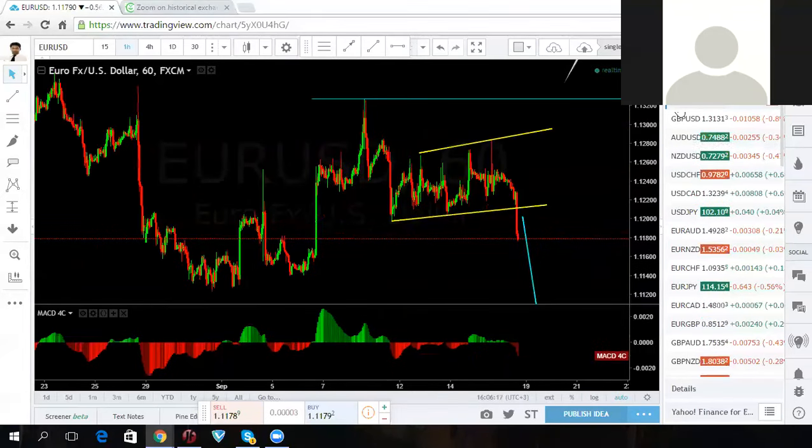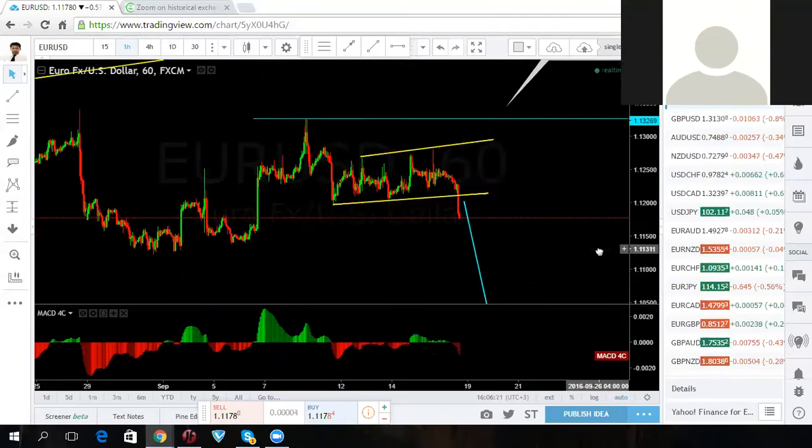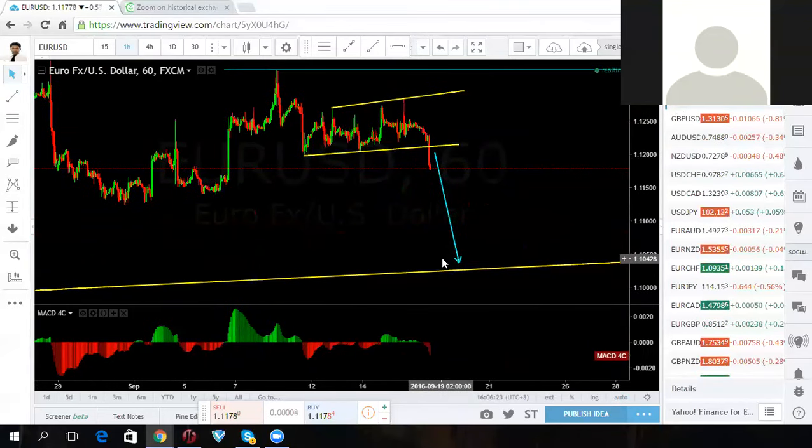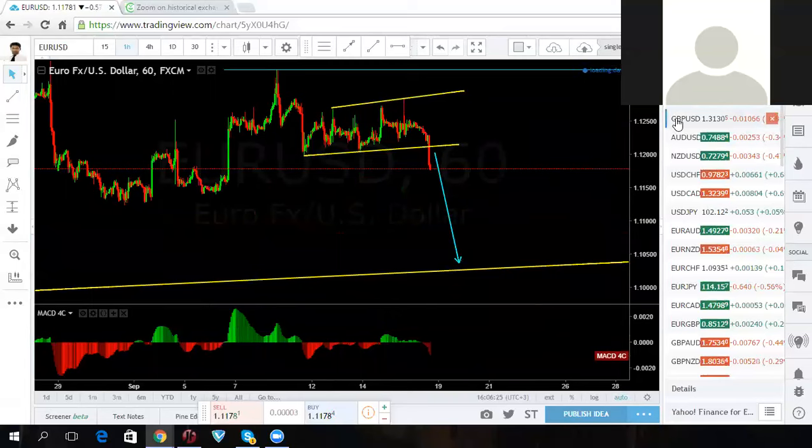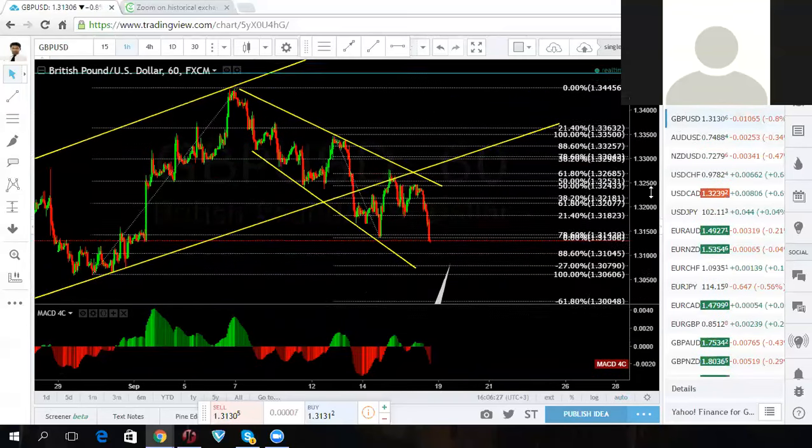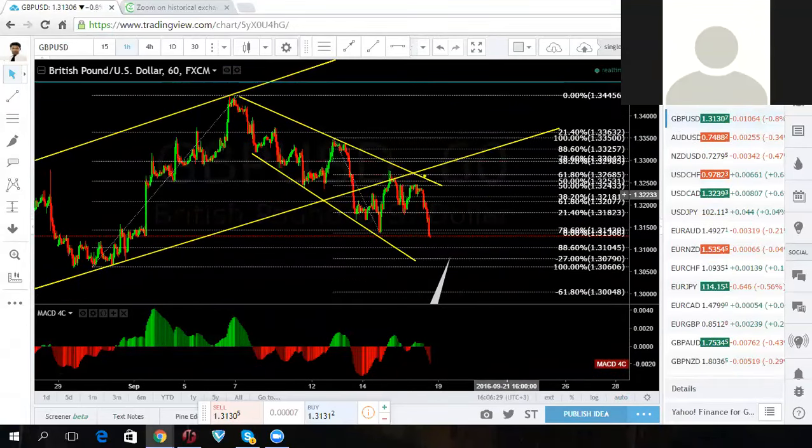If everybody can keep your questions to the end, that would be wonderful. So this is going really good. After a nice correction, you're going to get a very sharp impulse. That is what we look for. Very simple. Our traders took this on the 618 here.